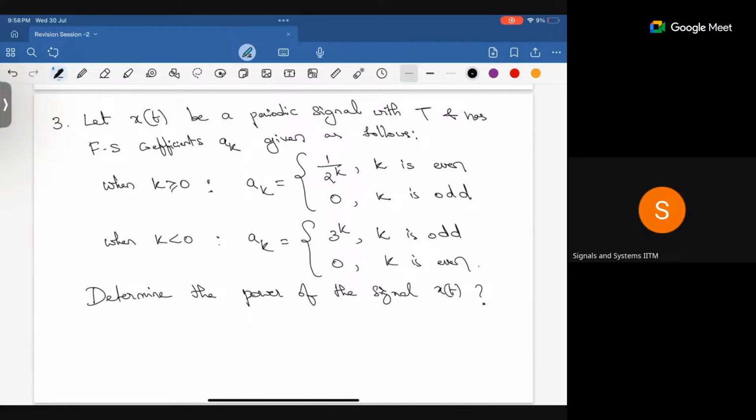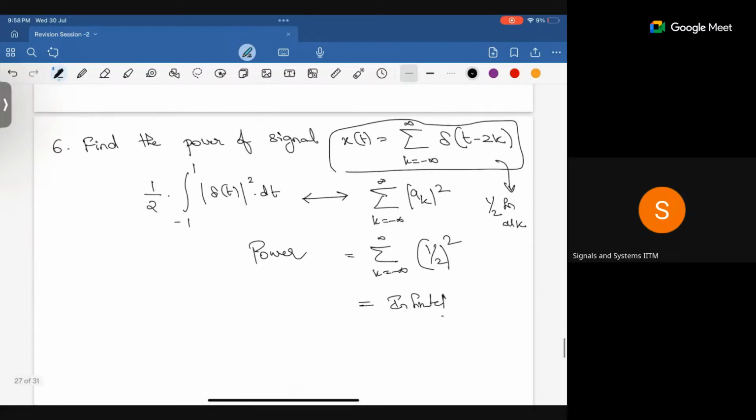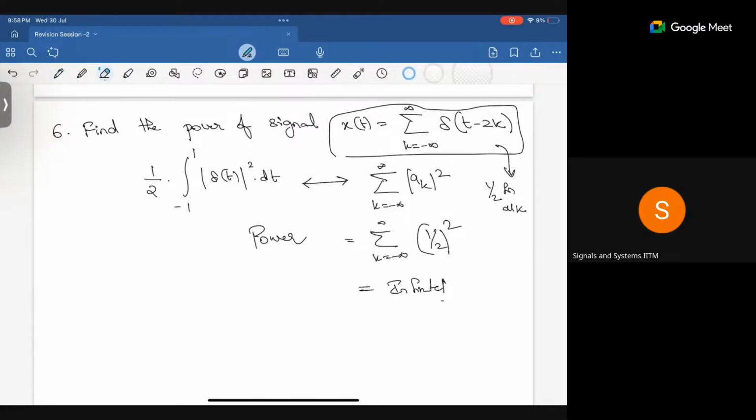Within a fundamental time period, it is 1 by 4. Yeah, but we have to compute the whole signal's power, no? Yeah. The signal is not just delta of t, right? So the signal is this.